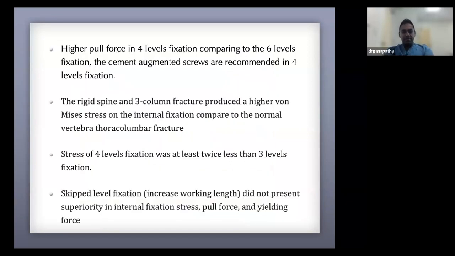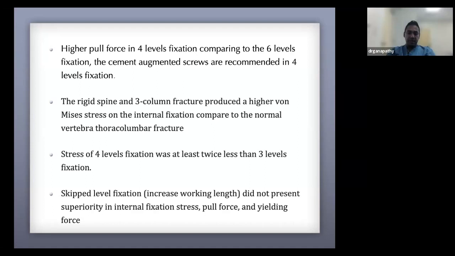Based on their summary of recommendations, there was higher pull-out strength in 4 levels fixation compared to 6 levels fixation. They felt that cement augmentation is recommended in 4 levels of fixation, especially if you're going short as opposed to the conventional 3 above, 3 below, or 3 above, 2 below. The rigid spine and 3-column injury produced higher stress, again no surprise, on the internal fixation compared to normal non-ankylosing fractures. And the stress level of 4-level fixation was at least twice less than 3 levels of fixation.